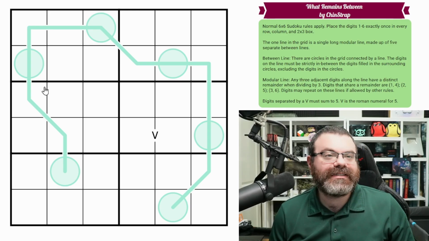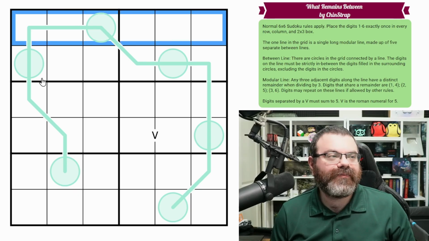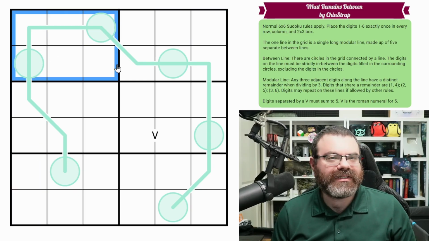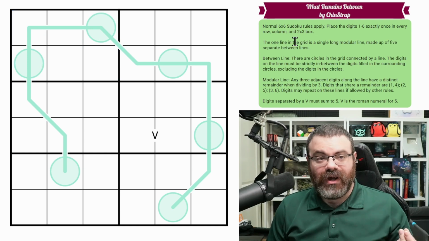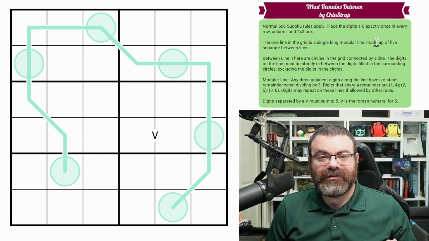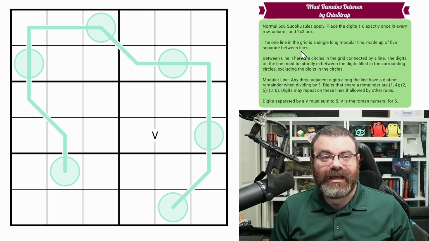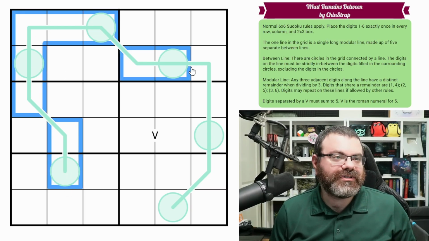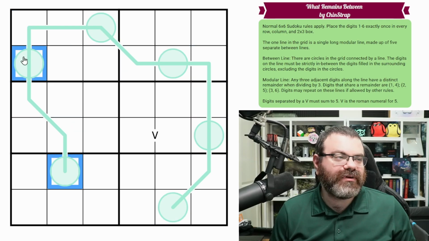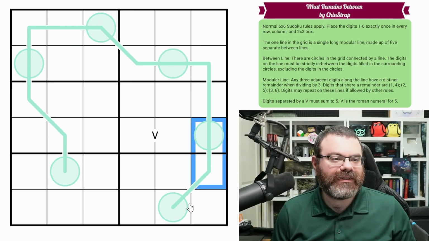We have normal 6x6 Sudoku rules. So in each row, each column, and each 2x3 box, we are placing the digits 1 to 6 exactly once each. The one line in the grid is a single long modular line made up of 5 separate between lines. So we've got one long modular line like that, and then the circles give us between lines. That's a between line, that's a between line, that's one, and that's one.